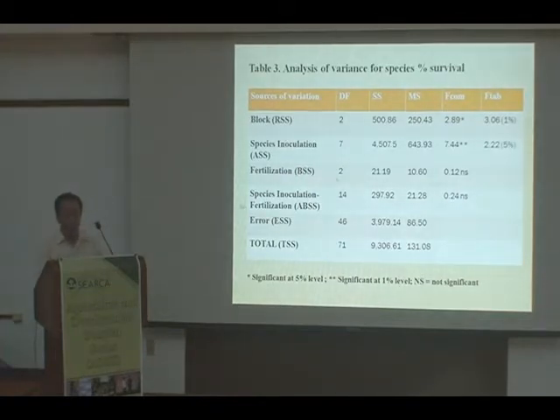Okay, for the analysis of variance for species percent survival, it was found out that the effect of blocks and species inoculation has something to do with the survival of the species. It has to be further investigated because according to the analysis given to me by the one who assisted me from the biotech, there are only a few infections of the root system. But how come species inoculation has something to do with the percent survival of the three species? So it has to be further investigated.